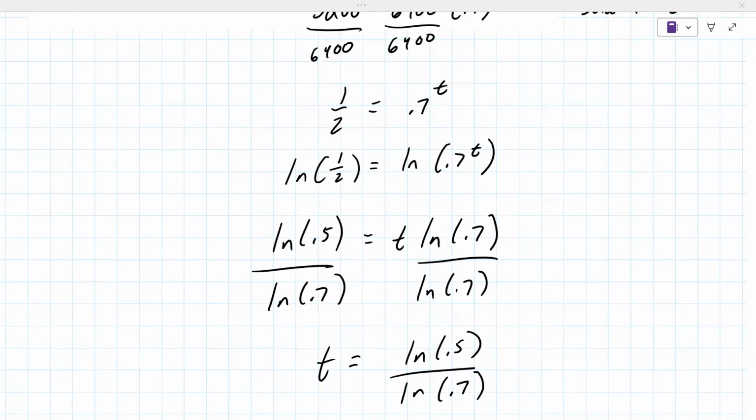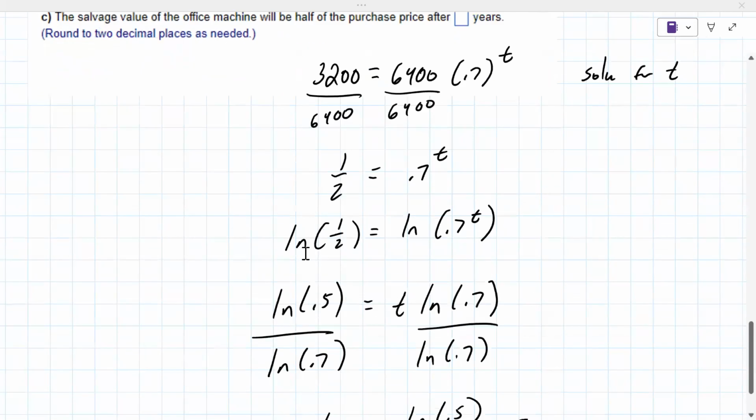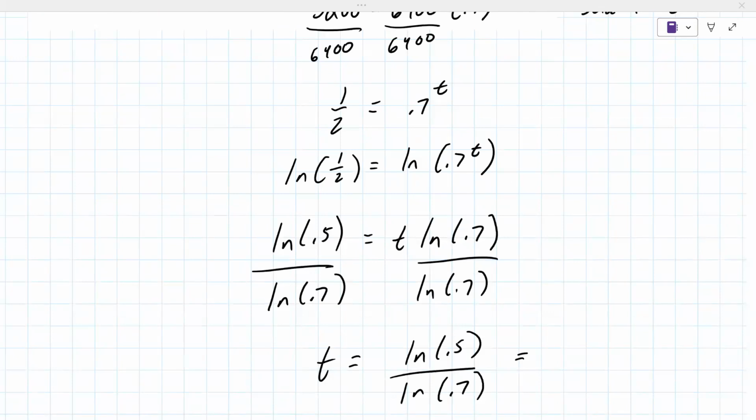There's some reasonableness here. It's not going to take 400 years, but it's going to take a few years. So what does it say to round to? 2 decimal places. So I got 1.94, and probably good to check me. 1.94.